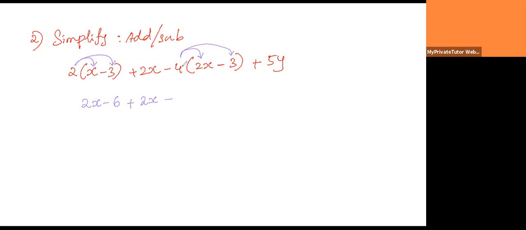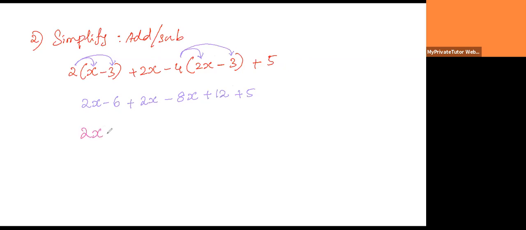Minus 4 times 2x, which is minus 8x. Then minus 4 times minus 3, which is plus 12. You guys need to take care of this distributing. You need to multiply the signs as well, okay? Minus 4 times minus 3, which is plus 12. And finally, we have one more term, which is 5. Okay, that is fine. Finally, what you need to do is put the like terms separately.